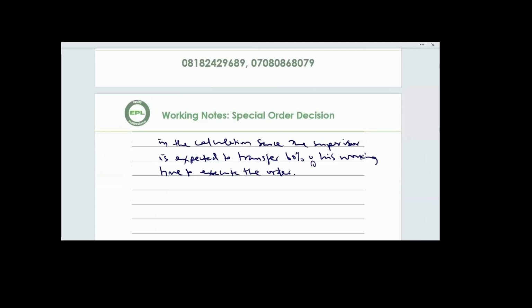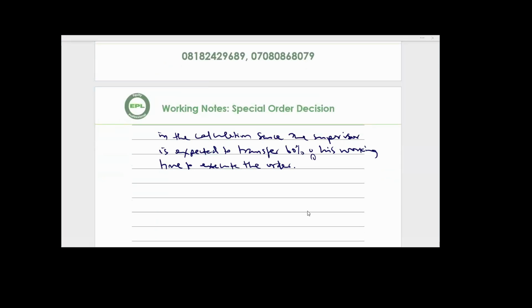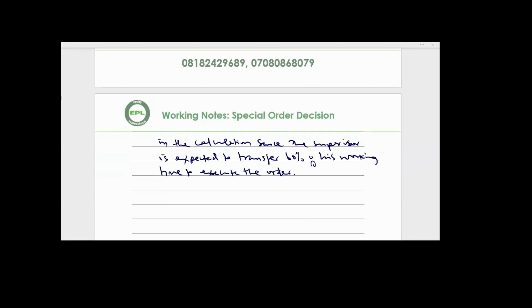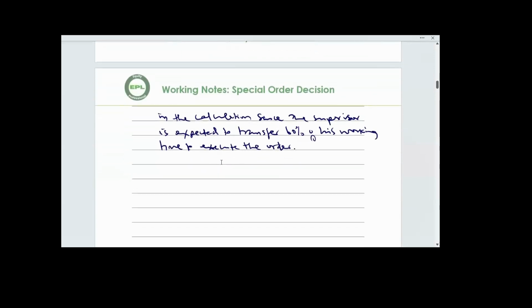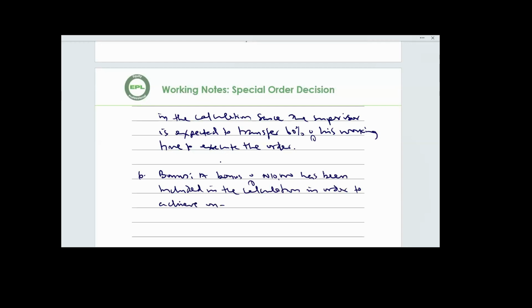Next one, still on the same paragraph. You're also given a bonus. You are told that there's a bonus of 10,000 naira. Okay, if you like, you can match the contribution and the bonus together, or you do it separately. Number 6, bonus. A bonus of 10,000 naira has been included in the calculation in order to achieve on-time delivery of the special order.